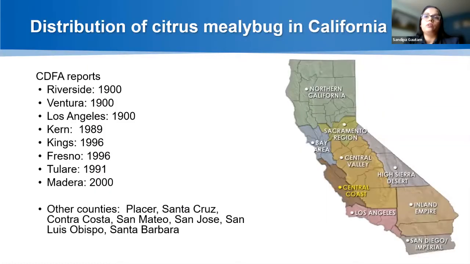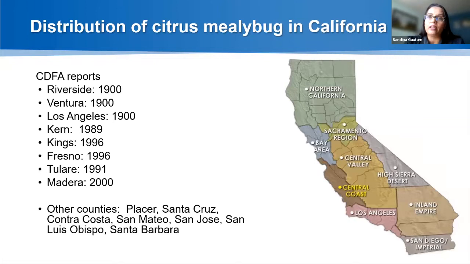Now, what about California? Where are they reported and since when? So I did a little bit of research on CDFA looking for this information and went to CDFA reports. Based on CDFA reports, what I found was in Southern California, in Riverside, Ventura, Los Angeles, San Diego counties, it has been reported since early 1900.